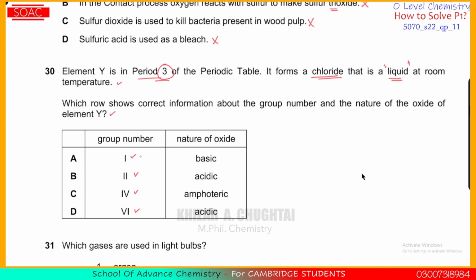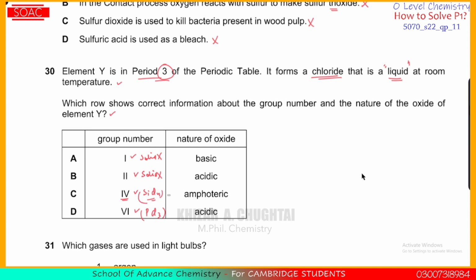Group 1 chlorides are solid at room temperature. They are solid, they are not liquids. Group 2 chlorides are also ionic compounds, so they are also solid at room temperature. They are not liquid at room temperature. Group 4 chlorides may be liquid, such as SiCl4, and group 5 chlorides, such as PCl3, may also be liquid at room temperature.